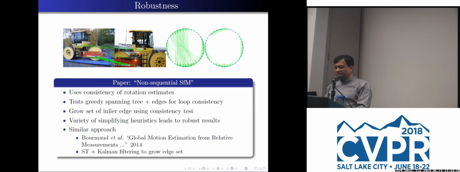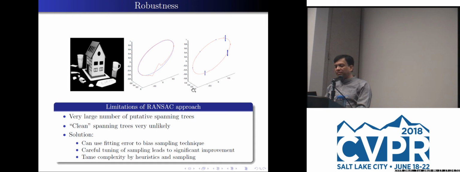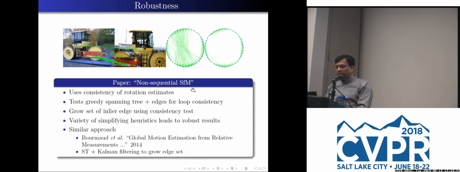There are some papers, including this is an old paper, this is from a paper of mine from a long time ago. There are also relatively more recent papers which try and combine, I'm not going to go into the specific details, but essentially start with some greedy approach of trying to find a minimal set of edges which are consistent, which are accurate, and then grow from that.